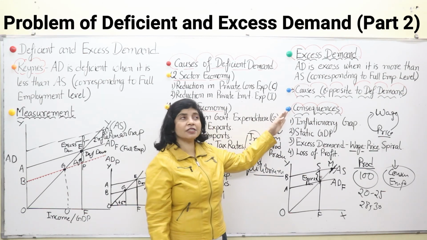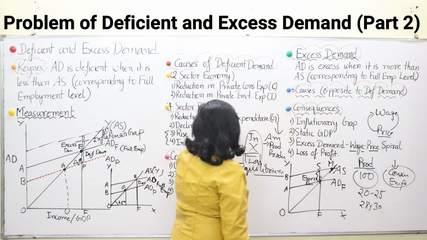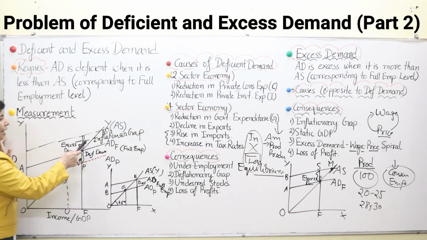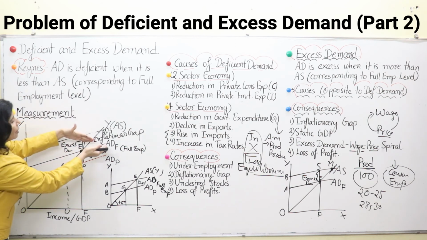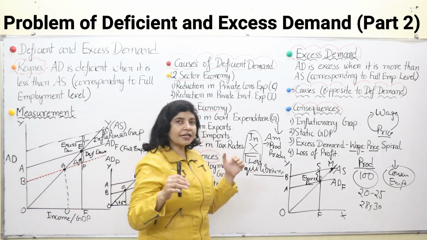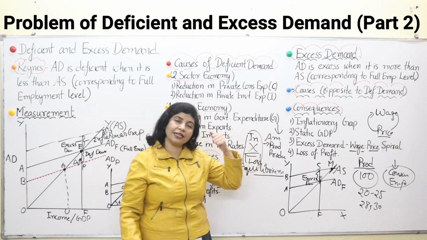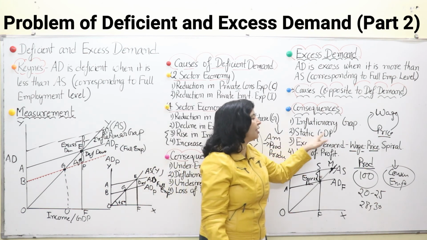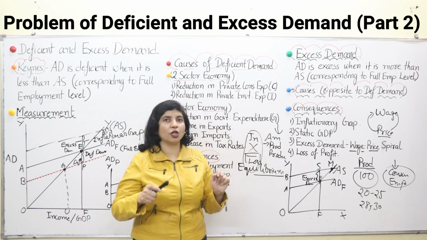Now we need to see the consequences of excess demand. What happens when there is excess demand? Here, an inflationary gap will occur, as we have seen, when aggregate demand is more than aggregate demand at full employment level. This curve is above your full employment level aggregate demand. So excess demand will happen and there will be an inflationary gap. Because all the resources are employed, production cannot increase, only prices can increase, and with the increase in prices, inflation happens. Now, static GDP: because production cannot increase, GDP will be static or stable.